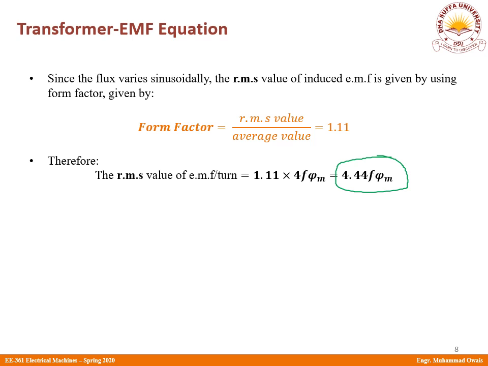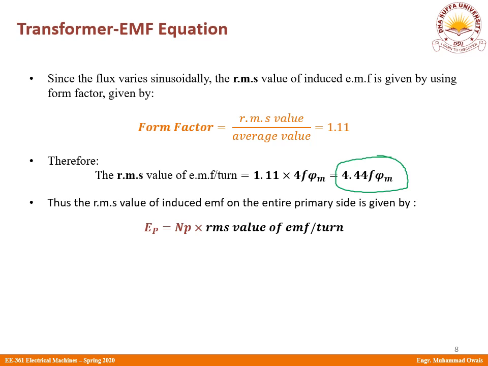Now if I want to find the RMS value of EMF across the entire primary, then I multiply this term with the number of turns in the primary. So I multiply the RMS value of EMF per turn, which is here, with the number of turns in the primary. Once I do this, I have my induced EMF. This is the RMS value of EMF across the primary. This is not per turn, but the entire primary side.